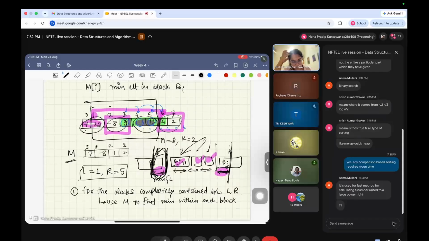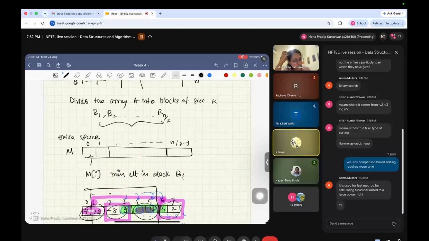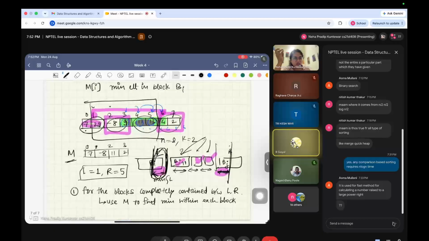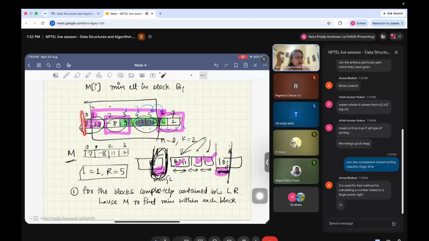In between, how many blocks are there? There are n by k blocks. So worst case, let's say there are order n by k blocks, because if L is in this extreme and R is in this extreme, then you have so many blocks, right?